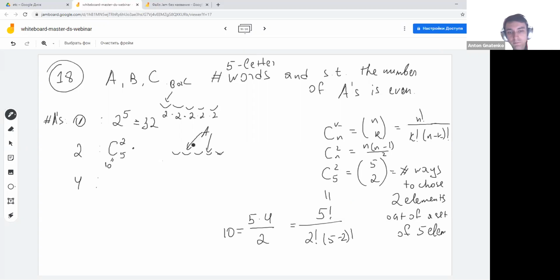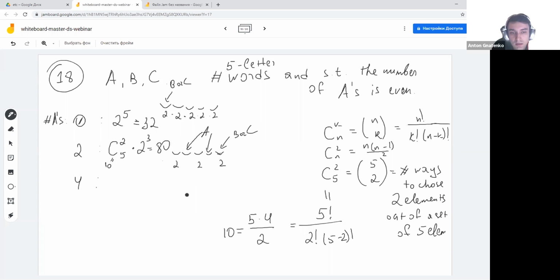Okay, we have chosen our 2 positions for A, and the remaining 3 positions are filled with B or C. So again, there are 3 positions, 2 choices for each. It's 2 to the power of 3. So it's 10 times 8, it's 80.